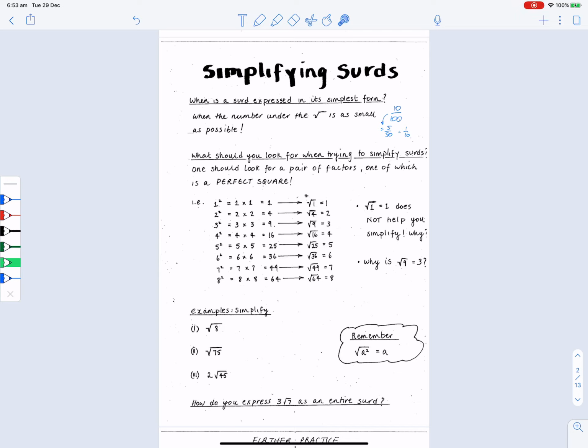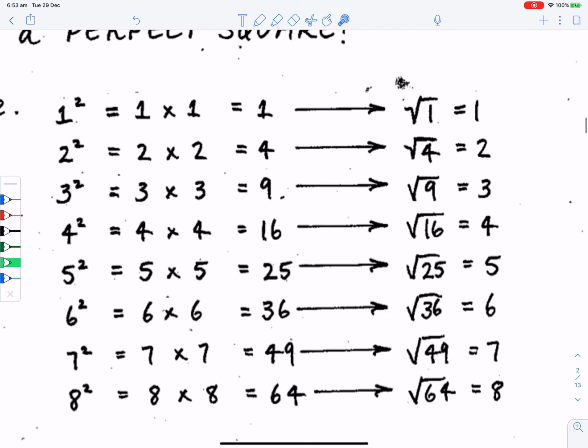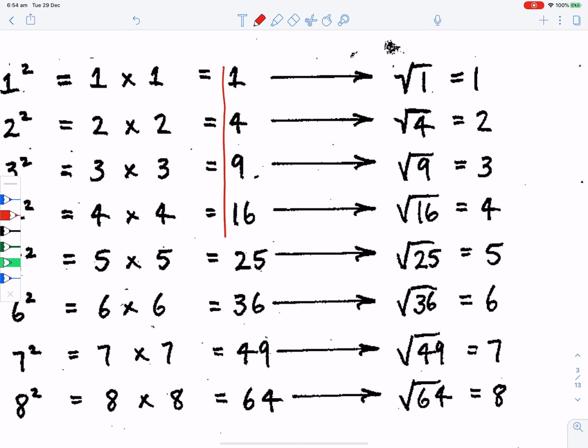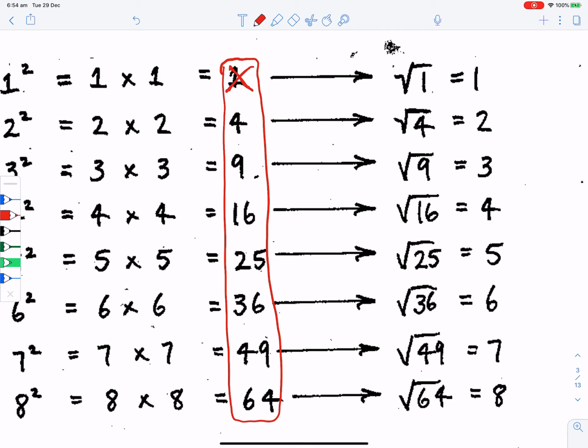Now, the next thing to keep in mind is when we are trying to simplify surds, we are looking for these numbers over here. These are our critical numbers. Actually, not 1, because 1 goes into everything, so forget 1, okay? So if I forget 1, we're actually looking for these numbers over here. 4, 9, 16, 25, 36, 49, 64, etc. What's the reason we're looking for those numbers? They're called square numbers, okay?